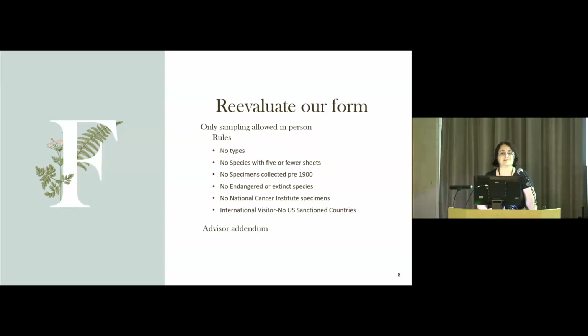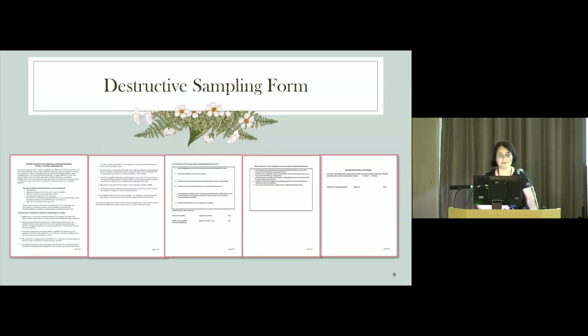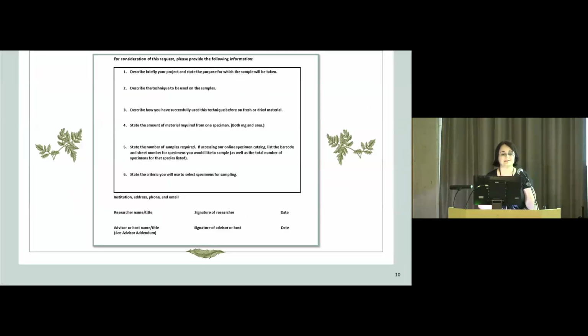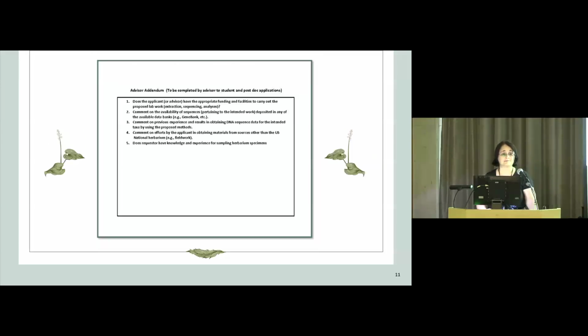We've also added an advisor addendum. So this is our destructive sampling form. If you'd like a copy, please email me. I'm more than happy to give this out. The most important parts are for the researcher to fill out. Here they can list the exact specimens they want. Since all of our sheets have been digitized, we like them to give us a rough draft. Once approved, and if they come, they can definitely change it. That's completely fine. We also have an advisor addendum for the students so that they can prove that, yes, they have the resources, the knowledge, and will be able to pull DNA, since our goal is for one sheet to be sampled once and have that data out there.